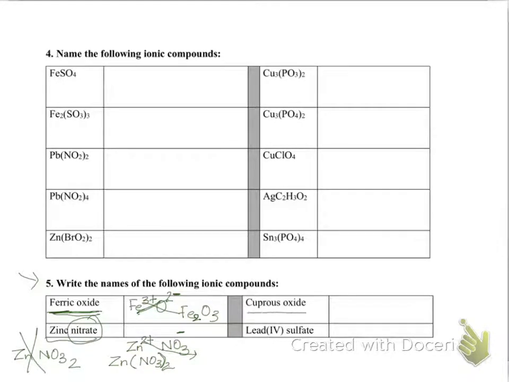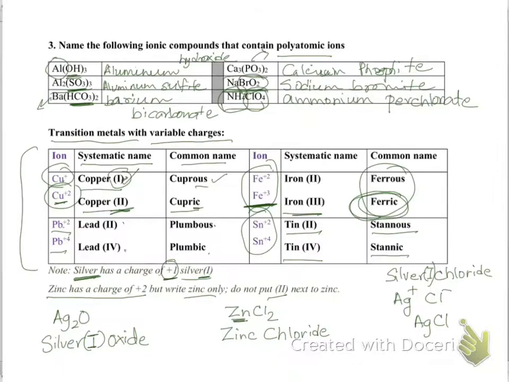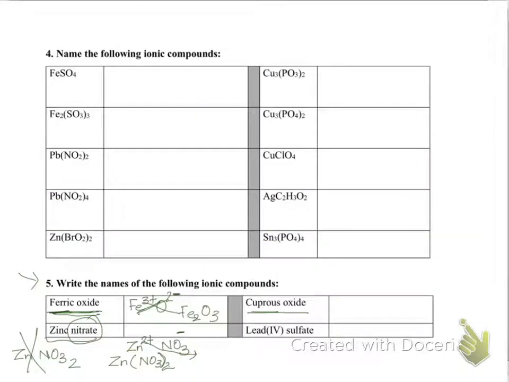Then comes here cuprous oxide. Cuprous is from copper, and cuprous means copper is with 1 plus charge. So cuprous means Cu with 1 plus charge. Oxide is from oxygen. Oxygen has 2 negative charge. Swap the numbers. Cu2O.